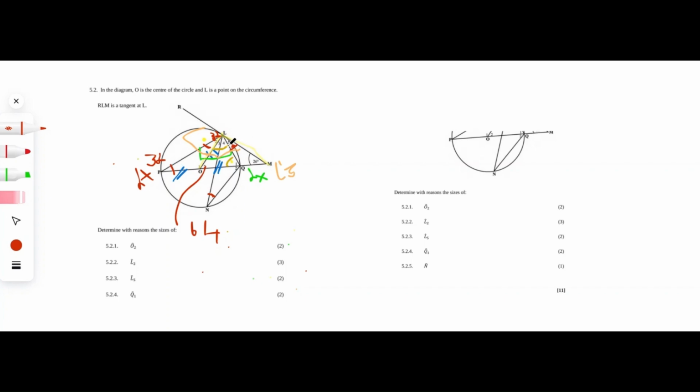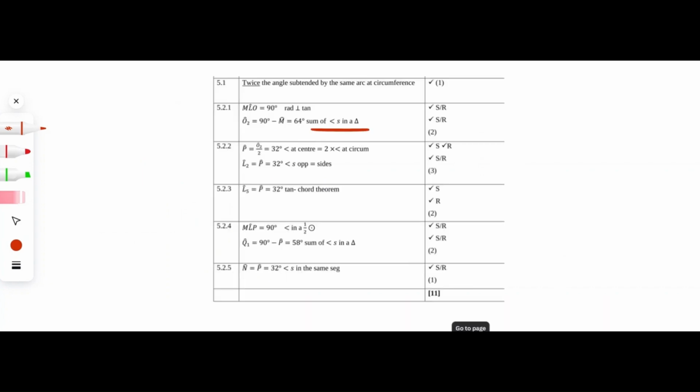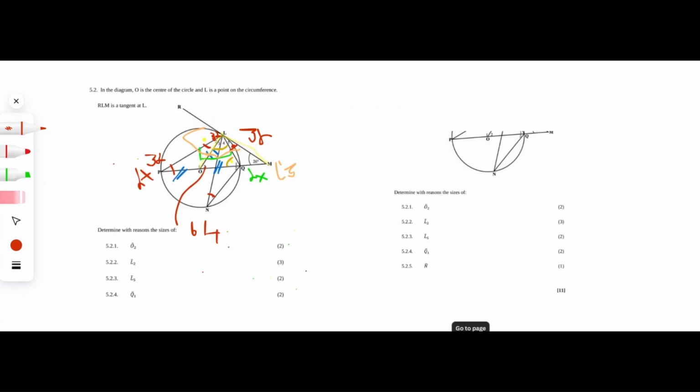So you're going to mark off L5 as being equal to 32 degrees because of our tan chord theorem. Okay, on to the next question. What is Q1 equal to?